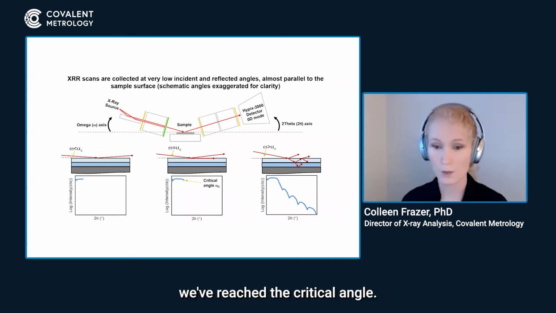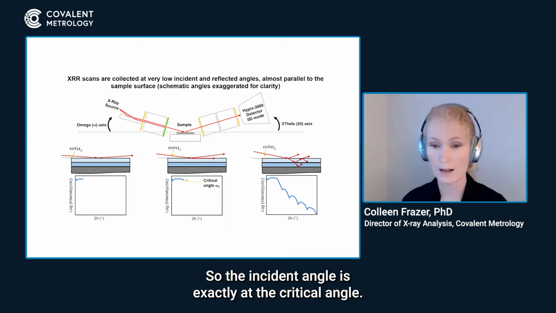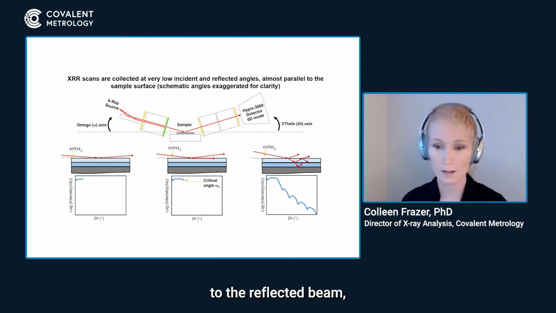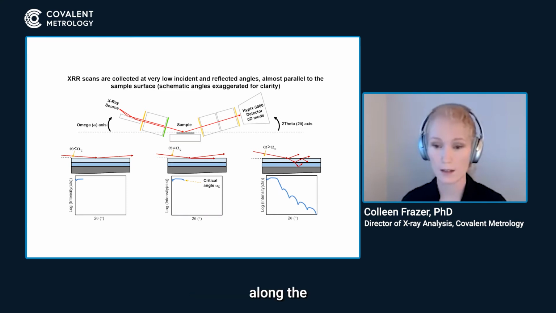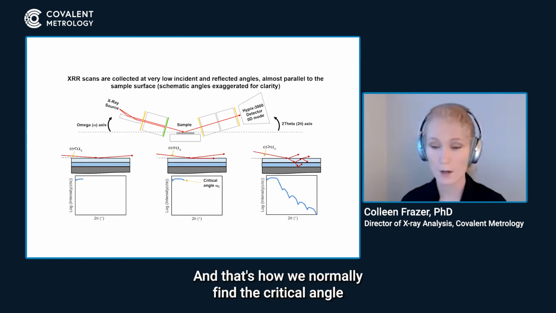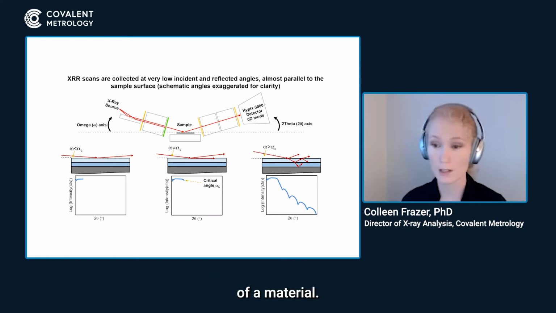In the center case, we've reached the critical angle, so the incident angle is exactly at the critical angle. In addition to the reflected beam, we can also see that part of the beam is now traveling along the top surface of the sample. In the scan, that's the point at which the scan intensity will start to drop, and that's how we normally find the critical angle of a material.